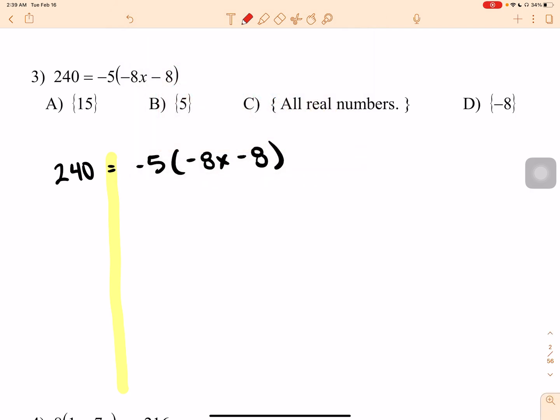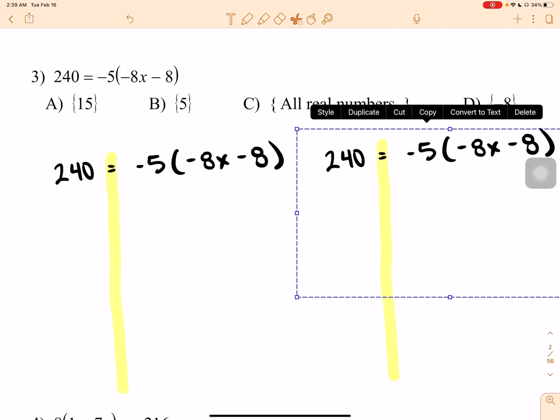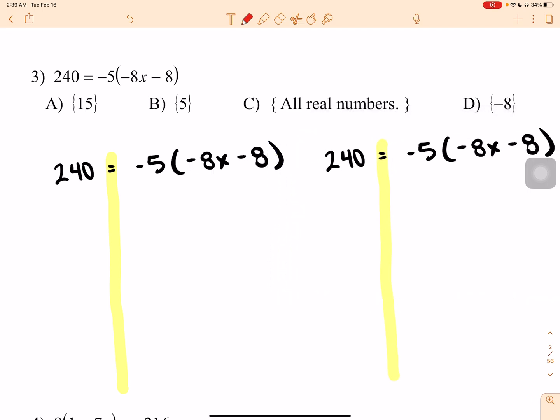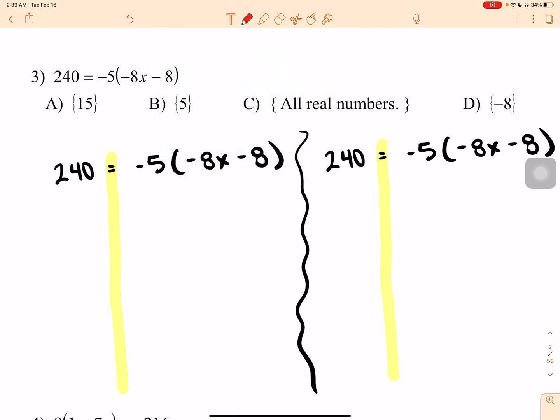So this time, I guess I'll show you guys both ways, like how you could start off this problem. There are two different ways you could go about this. You could either distribute the -5, which many of you are familiar with. So -5 times -8x is positive 40x. -5 times -8 is positive 40. And that is equal to 240.